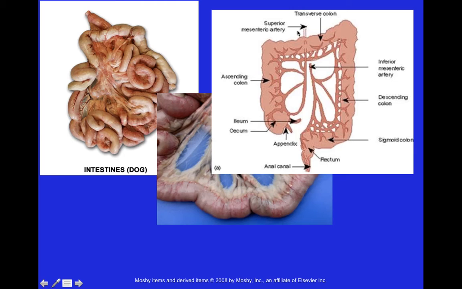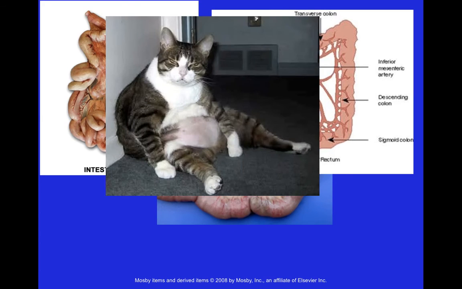So this is just a picture of the mesenteric arteries. Okay, so this would be sitting dorsally on the animal. This is a really fat cat.